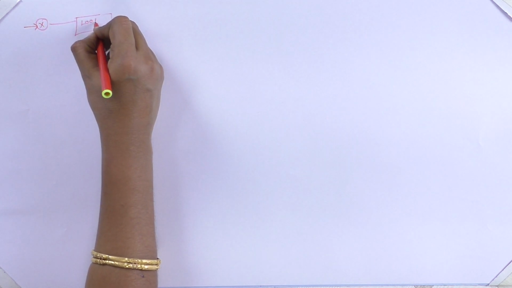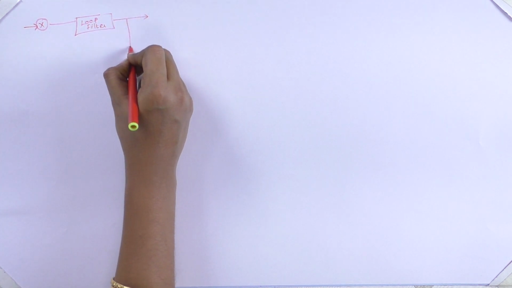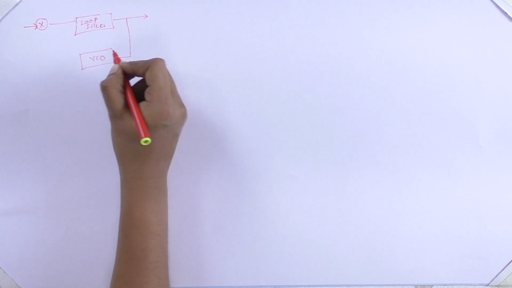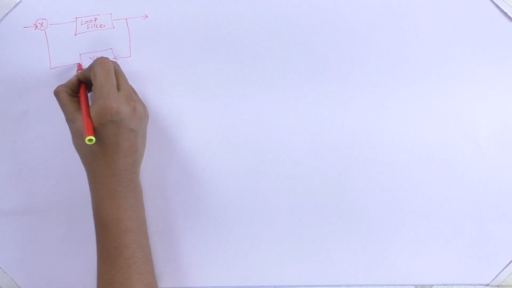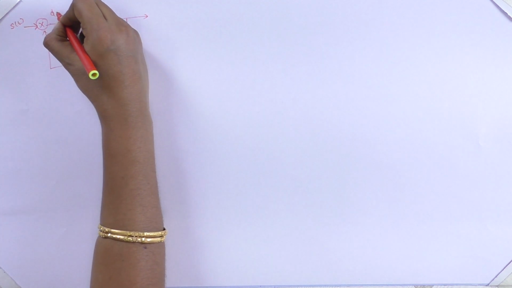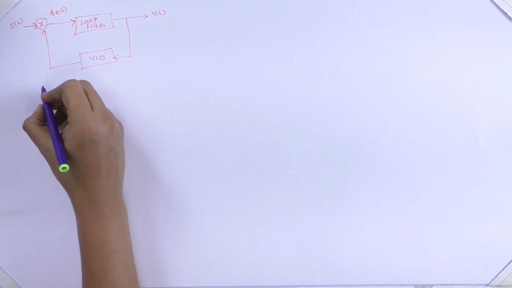This is our loop filter. This is applied as input to the VCO. This signal is referred to as S of t, that is the modulated signal. This signal is referred to as phi E of t and this is your V of t. So, what is our S of t?